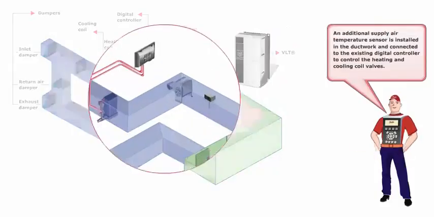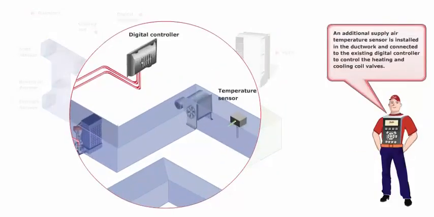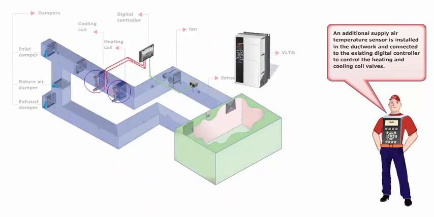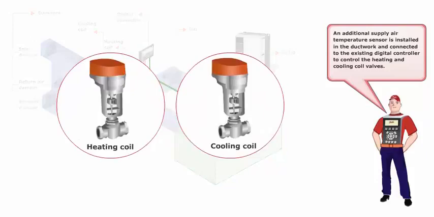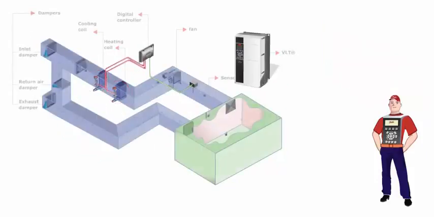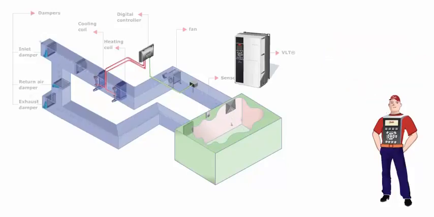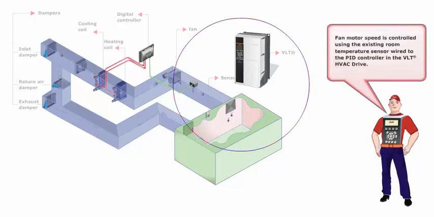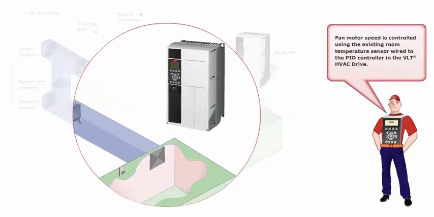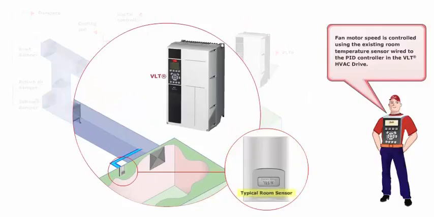An additional supply air temperature sensor is installed in the ductwork and connected to the existing digital controller to control the heating and cooling coil valves. The supply air is maintained at a constant temperature, just as with variable air volume control. Fan motor speed is controlled using the existing room temperature sensor wired to the PID controller in the VLT HVAC drive.